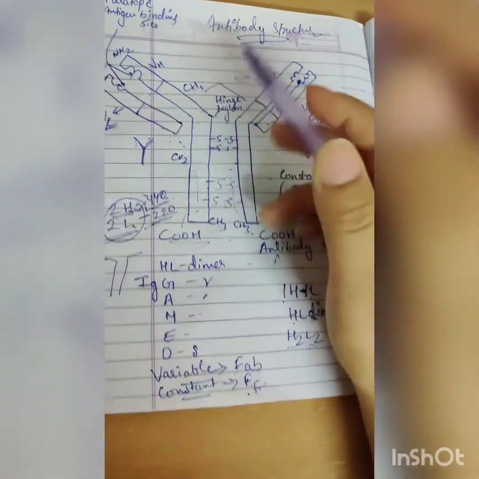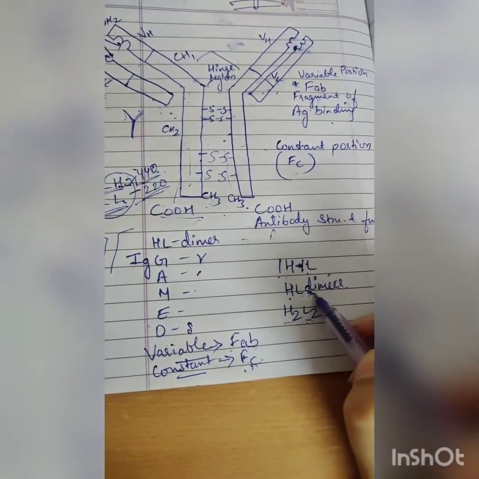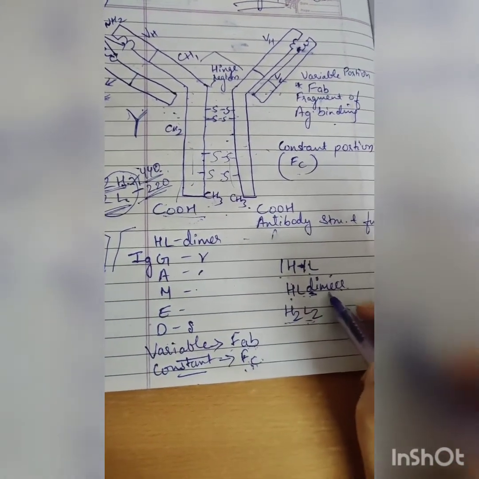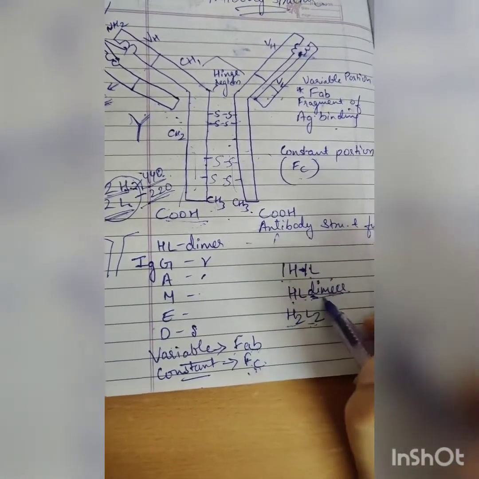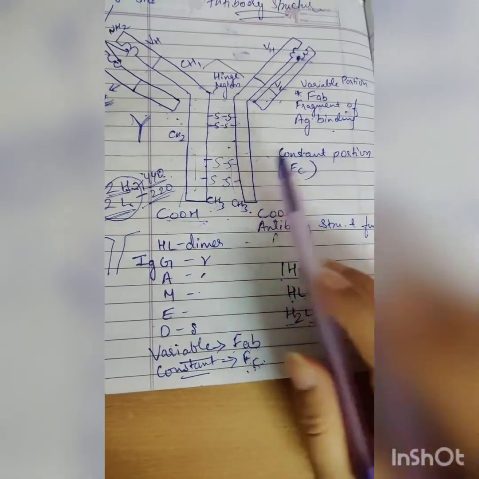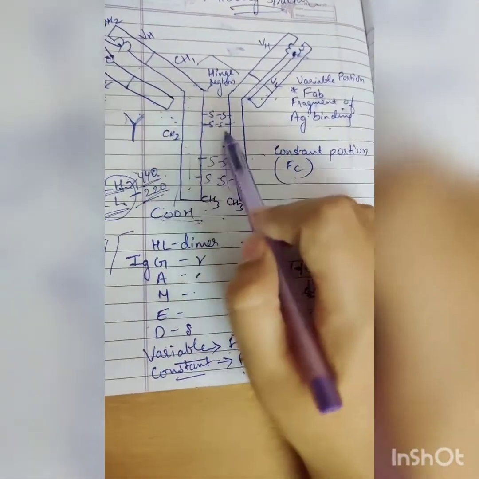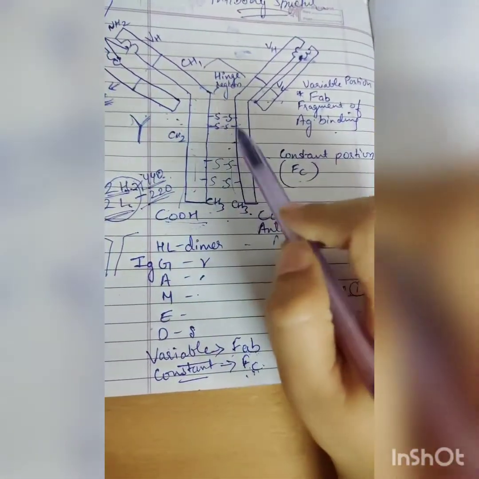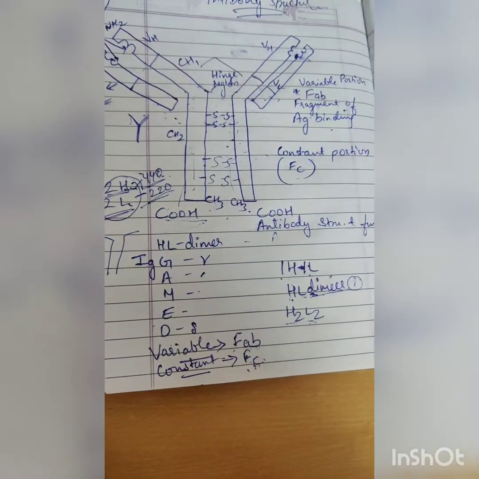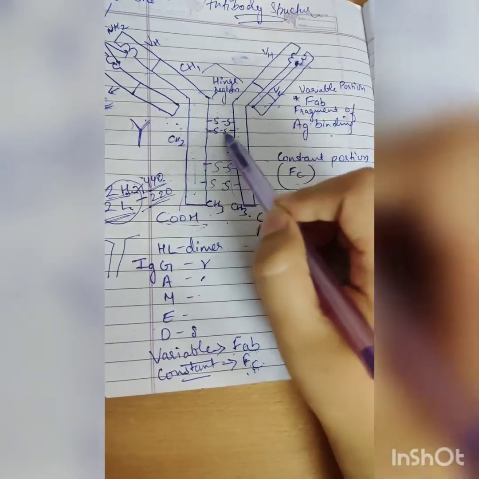One heavy and one light chain form an HL dimer. Di means 2 and mer means small units. So this HL dimer forms one half, and the other H and L form the other half. Both halves make one unit of antibody, and they are bonded with disulfide bonds.